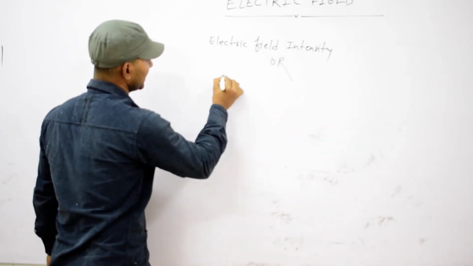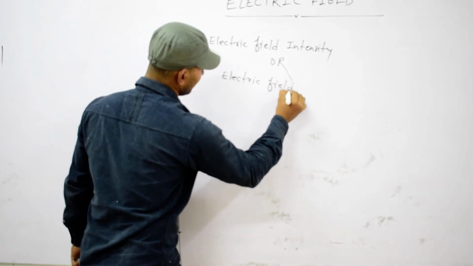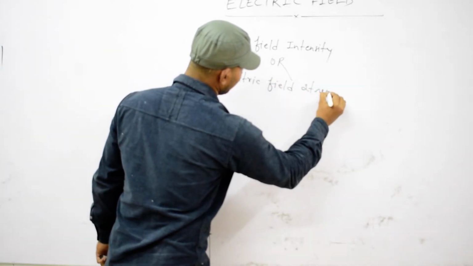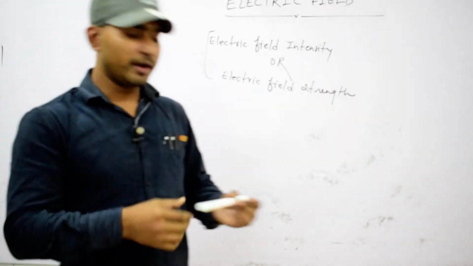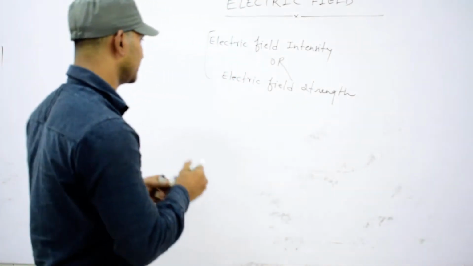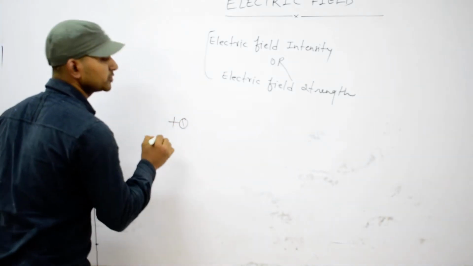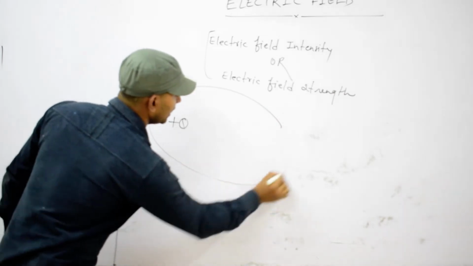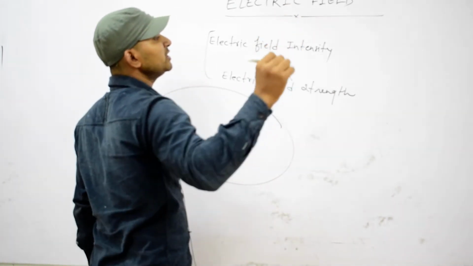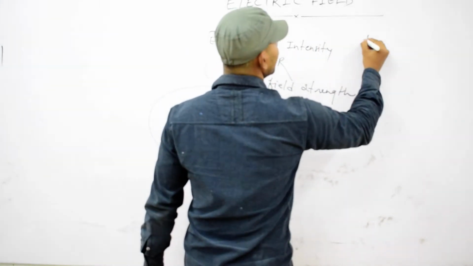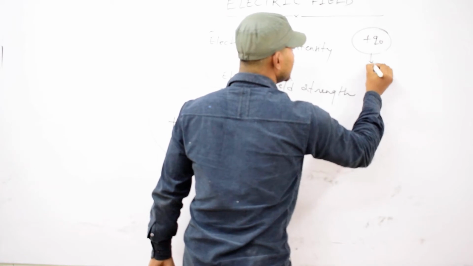Or electric field strength. Okay, for describing it, let's suppose one positive charge is there and inside its field one test charge is there. Always remember that the test charge is taken as a plus Q naught. Okay, this is the standard.